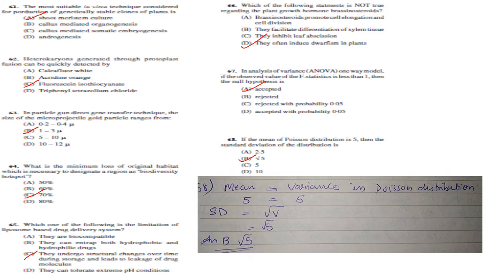Then which one of the following is the limitation of liposome based drug delivery system? So liposomes are spherical vesicles consisting of one or more concentric phospholipid bilayers enclosing an aqueous core. So they are non-toxic and biodegradable, and they can be used as powerful delivery systems for several drugs. So which of the following is a limitation of liposome based drug delivery system? They are biocompatible.